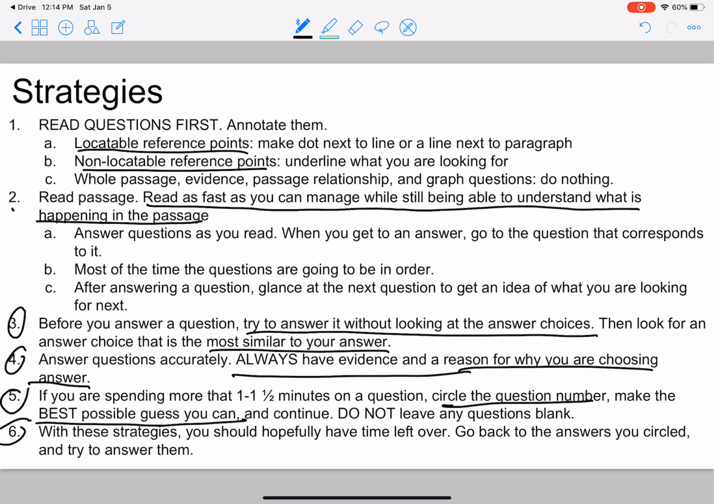So number 6, with these strategies, you should hopefully have time left over. So if you have any time left over, go back to the answers that you circled and then try to answer them again with more time, with a fresh mind, and so on.